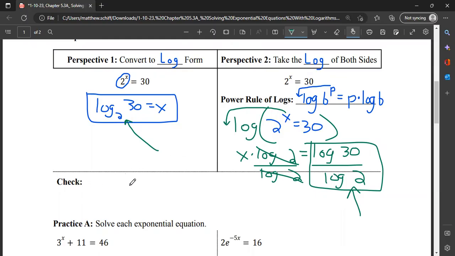So speaking of which, we should check our work. I'll only do it for the first perspective to save some time here. So I have 2 to the power of log base 2 of 30, and I'm checking to see that this equals 30. Well, by the inverse property of logarithms, these bases will cancel out, and so you have 30 equals 30. So yes, our solution makes sense.